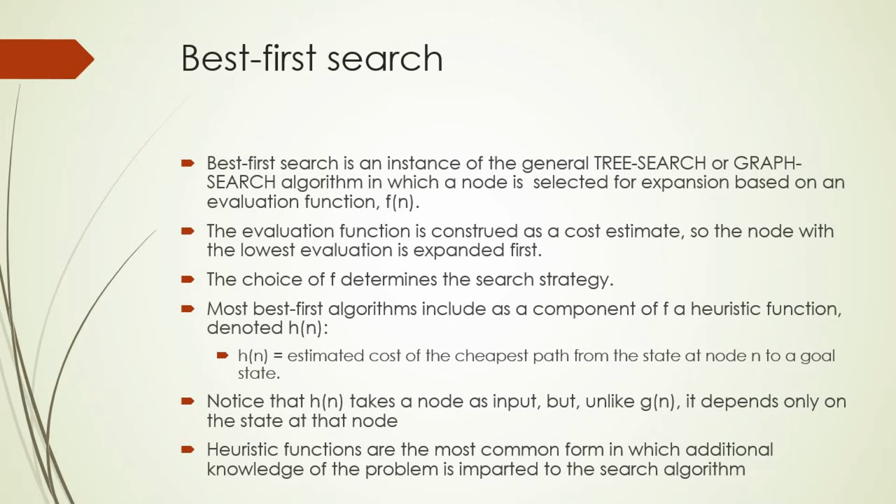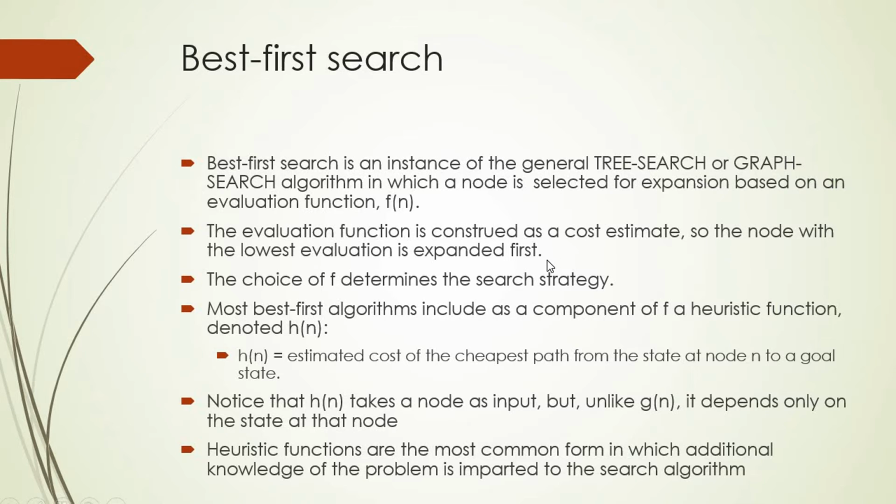That's the difference. Now we are not just expanding any node following any pattern, like from left to right, same lane, or going deeper, further left, that way. But now we are using a certain evaluation function which we shall term f of n. So the evaluation function is constructed as a cost estimate, so that the node with the lowest evaluation is expanded first.